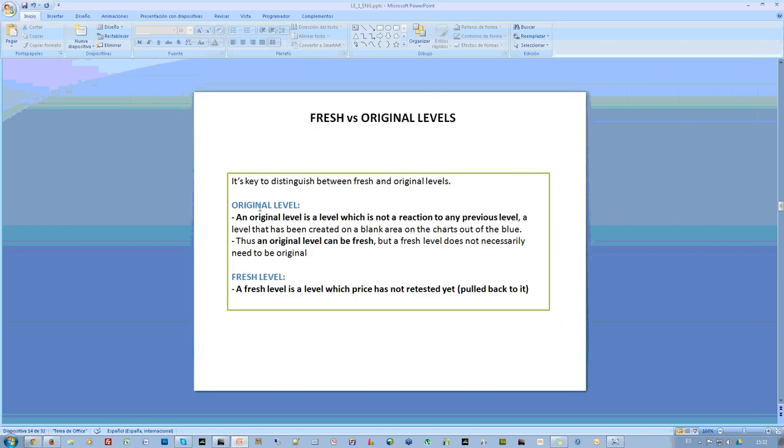Now we need to go and define on a price chart, to show on the price chart, how original a level is, because now we know how to define fresh levels, but we need to define what an original level is on a price chart.